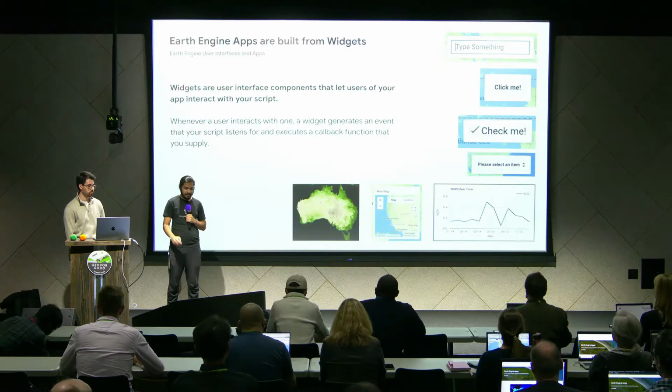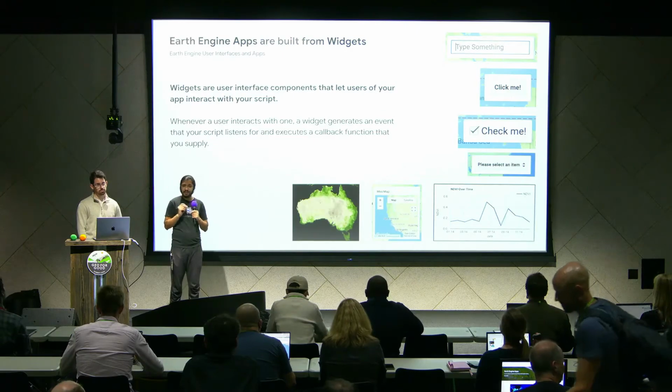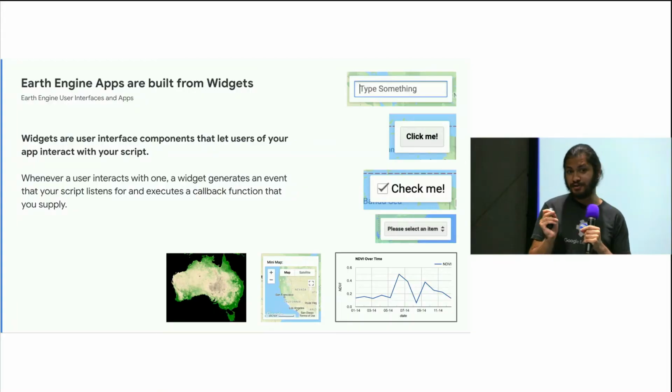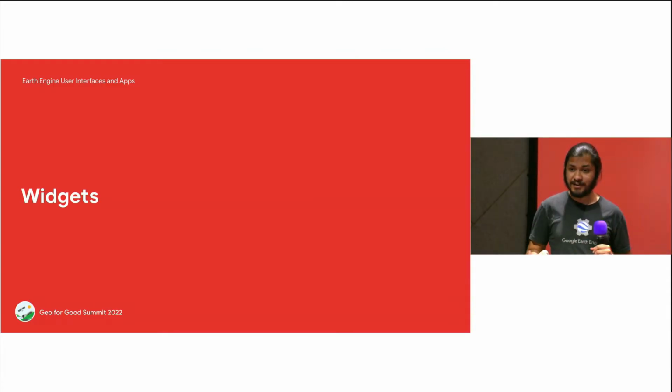So cool. At the baseline, Earth Engine apps are built from widgets. Widgets are user interface components that allow the user to interact with the app. There are many different user interface components, things that you use often on the web, and we expose those. The main idea is when the user interacts with the widget, you supply a function which will run when the user finishes interacting with it, and you can go do something else. We're going to use functions a lot, so we're going to go through that more. Let's go through our widgets library and get you a feel for what we have.